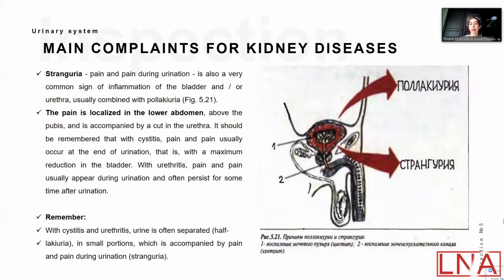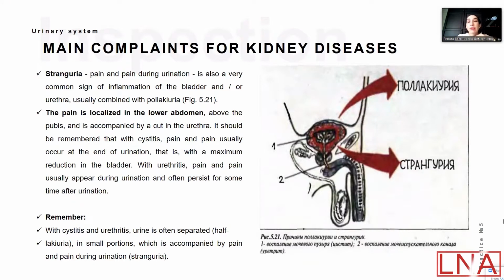It should be remembered that in case of inflammation of the urinary bladder, pain usually occurs at the end of urination, that is, with the maximum contraction of the bladder. With urethritis, pain usually appears during urination and often persists for some time after urination. So, bladder pain is associated with the end moment of urination, while in urethritis, inflammation of the urethra, pain occurs during all of urination and can persist for some minutes after urination.